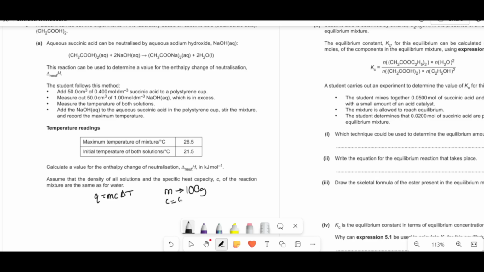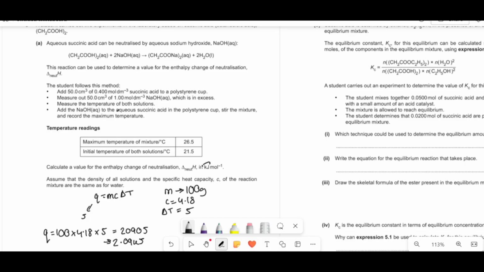mass. C is going to be 4.18, and delta T is going to be our temperature change, which is going to be 5, right? So then that's Q. Remember, Q is measured in joules and it's an energy change. So Q equals 100 times 4.18 times the temperature change, delta T, so 5, which is 2090 joules, which if you convert that to kilojoules is 2.09 kilojoules.